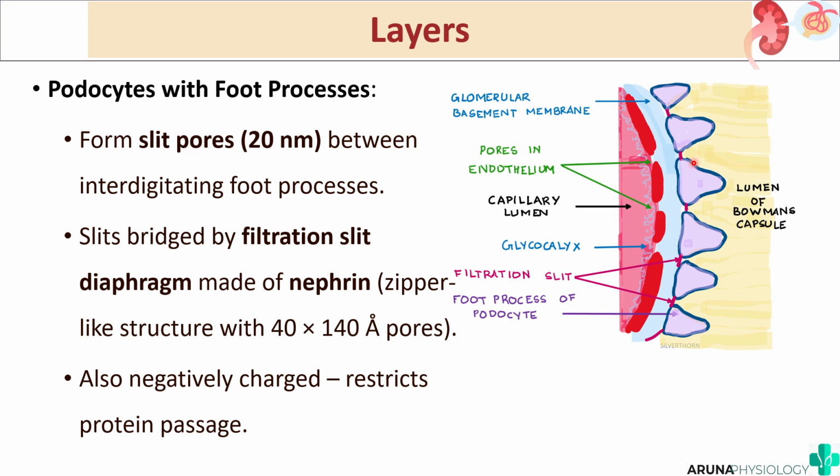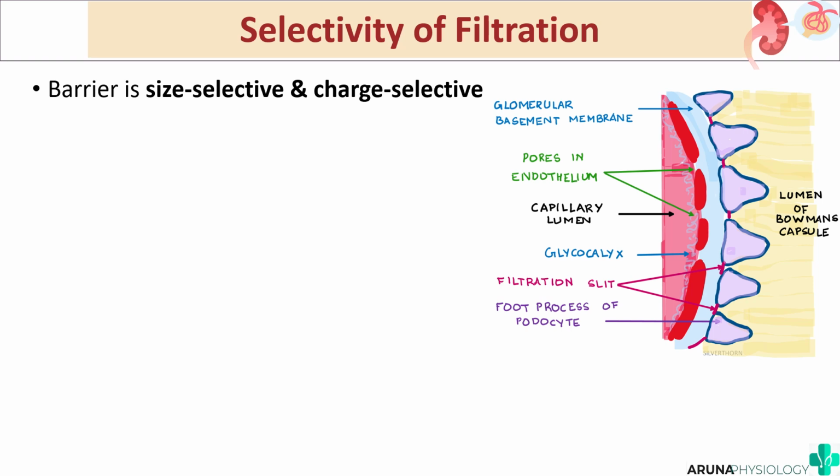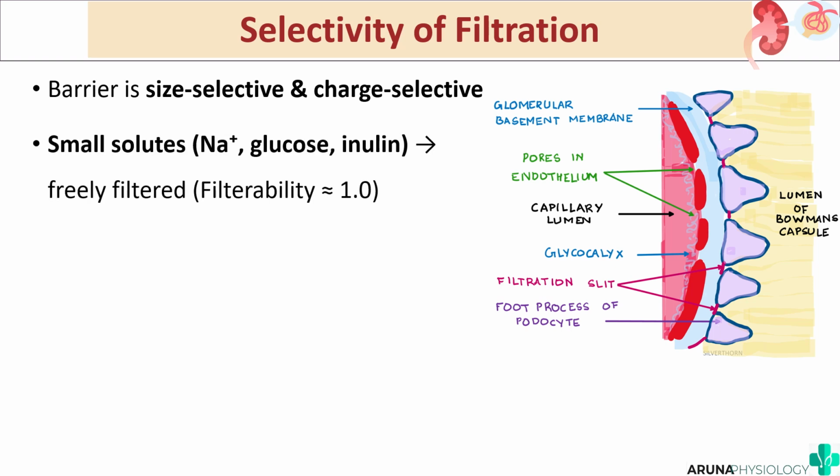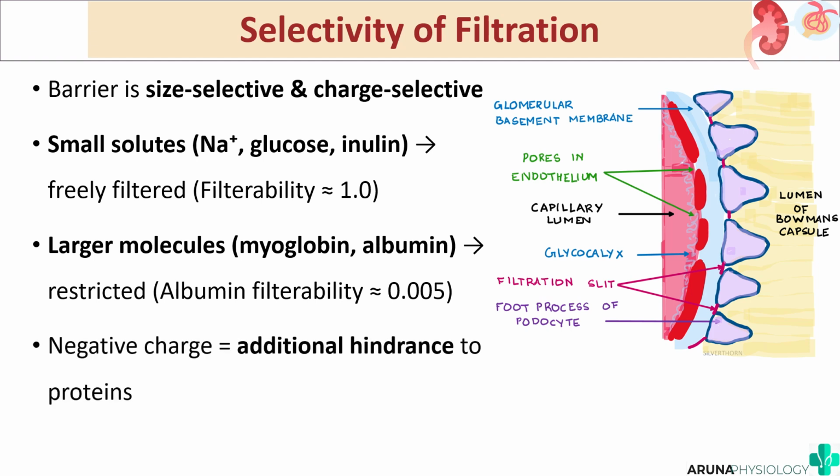So from all the three, we can understand that this filtration barrier is very selective, and thus the filtrate that is formed after the filtration is very specific. So what is the selectivity of filtration? The barrier is not only size selective but also charge selective. So small solutes like sodium, glucose, alanine all are freely filtered, whereas larger molecules like myoglobin, albumin all are restricted. Usually, if the substance has got a negative charge, it has got an additional hindrance. So this is the selectivity of filtration.